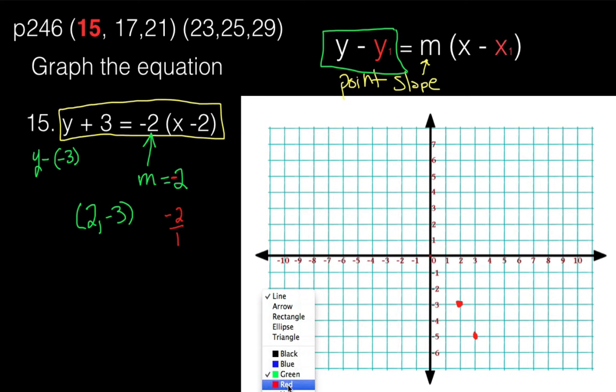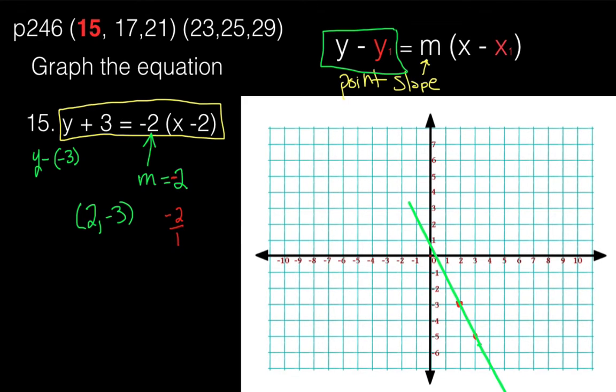So now what I need to do is draw my line. Okay? And that is what my line would look like. And of course it would continue down in this direction as well. Okay, so there's my line for number 15.